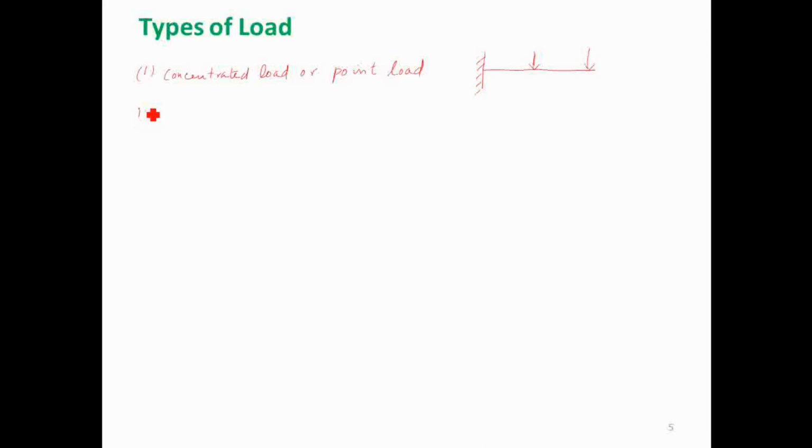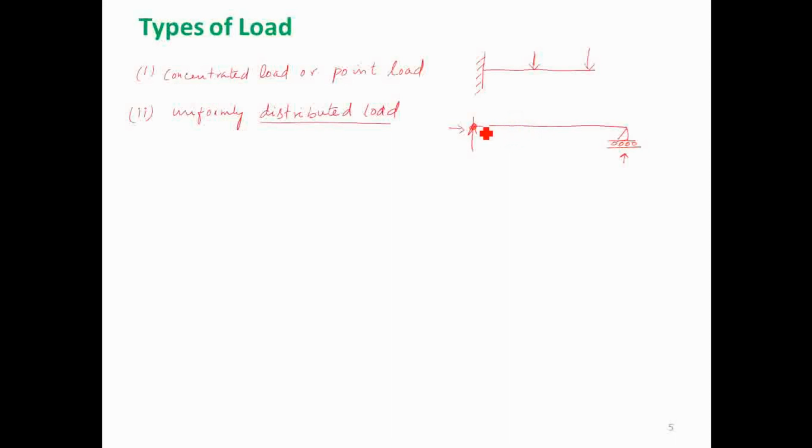The second one is uniformly distributed load or distributed load. If you take a simply supported beam, one end is hinged, the other end is roller supported. So there are three reactions in these supports: x direction, y direction, and here only the y direction. So three unknowns are there. We will be able to find out these unknowns.